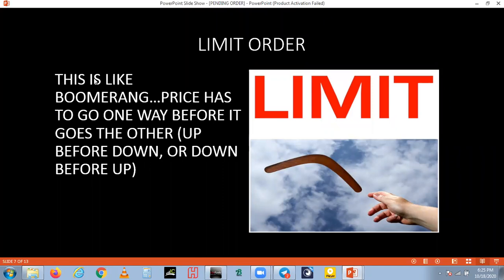Okay, limit order. Limit order is like a boomerang. Did I call that right? Price has to go one way before it goes the other way. Up before down, or down before up. Don't worry, you're going to get to it. I'm going to explain further.